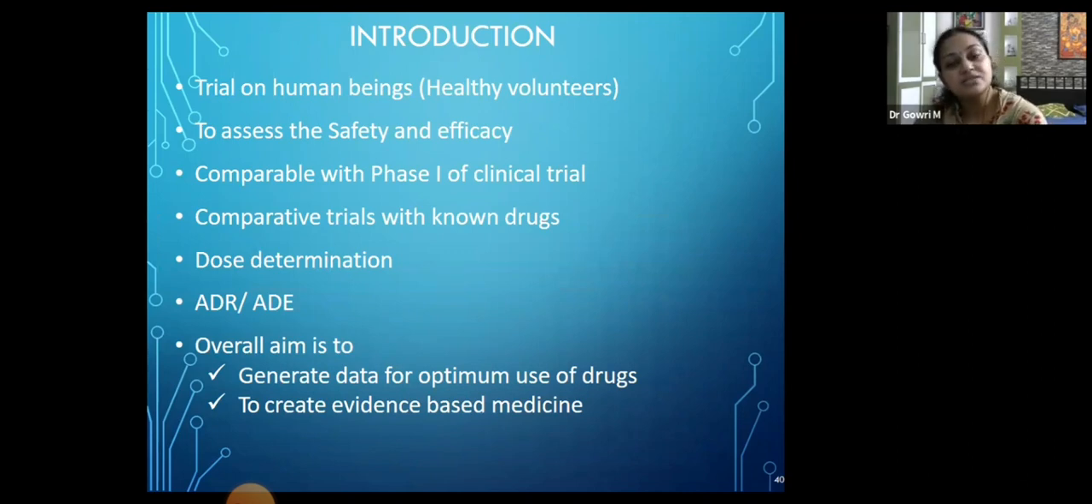Clinical pharmacology is trials on humans. We always do it on healthy volunteers first. It is also used to assess the safety and efficacy, comparable with phase 1 of clinical trial. Comparative trials with known drugs and dose determination are made by clinical pharmacology. ADR and ADE can be elicited by clinical pharmacology, and overall it aims to generate data for optimum use of drugs and to create evidence-based medicines.